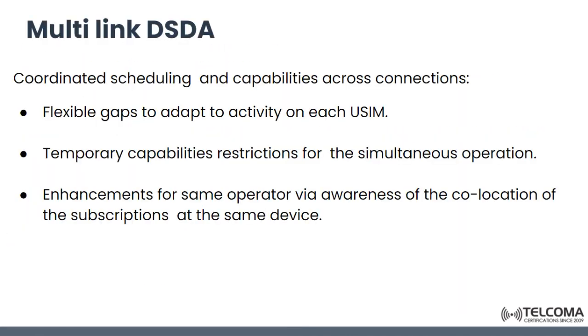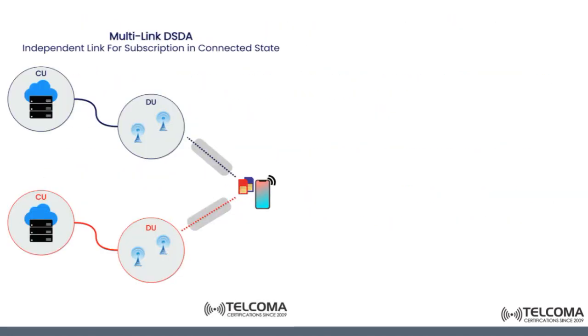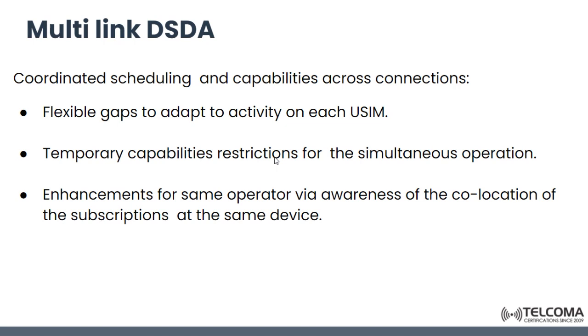Multi-link DSDA is for coordinating scheduling and capabilities across various connections. It has flexible gaps to adapt to activity on each USIM. It has temporary capability restrictions for the simultaneous operation, and enhancements for the same operator via awareness of the co-location of the subscriptions in the same device. This is multi-link DSDA. We can see here two SIMs, one having a different path, another having a different path.